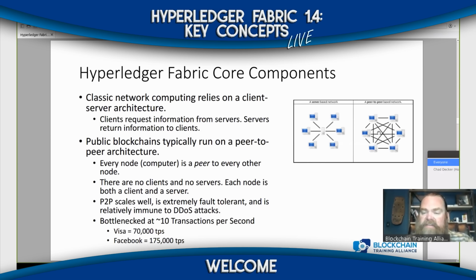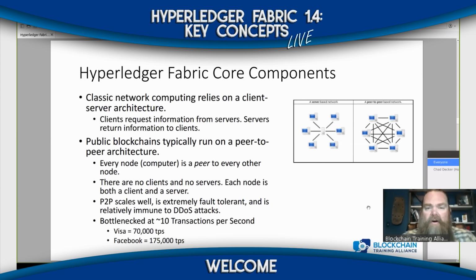Some of the advantages of this peer-to-peer architecture is you can see there is no single point of failure here. If I take out one of these nodes, I still have a fully functional network. So compared to client-server, peer-to-peer scales very, very easily and very well. It is extremely resistant to any kind of attack, especially any kind of denial of service attack.